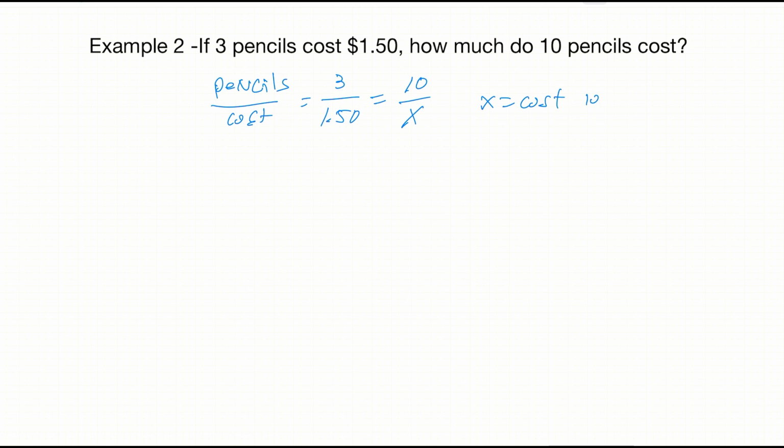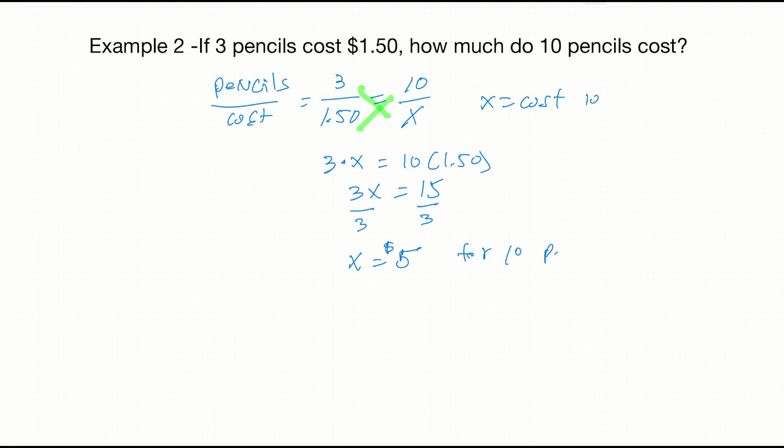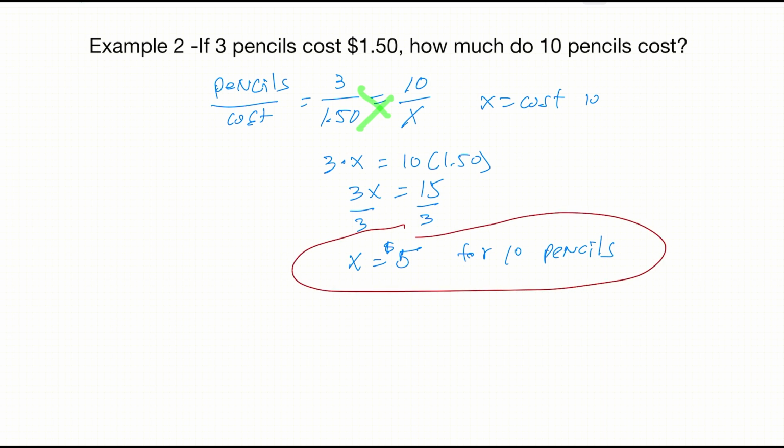Do our cross multiplication again. So we're going to get 3 times X is equal to 10 times 1.5. So 3X is equal to 15. Divide both sides by 3. So X is going to be equal to 5. And that's $5. That's our units for 10 pencils. So this is our answer. It costs us $5 to get 10 pencils, if 3 pencils cost $1.50.